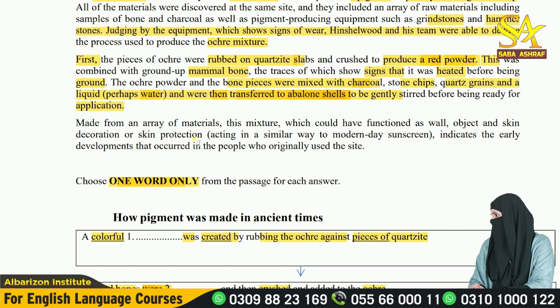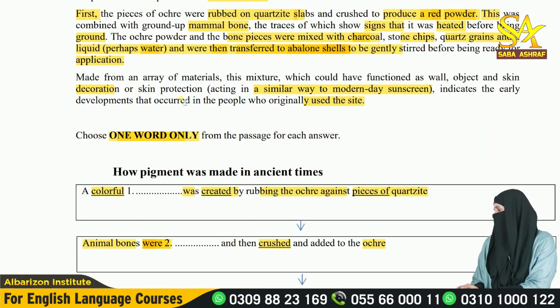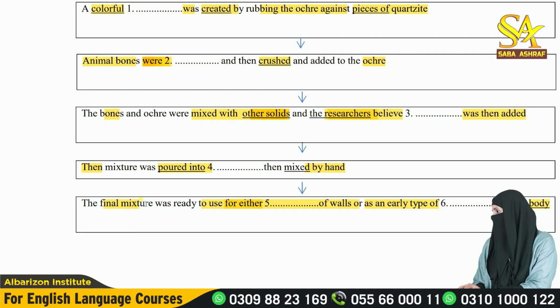Made from array of materials, this mixture which could have functioned as wall object and skin decoration or skin protection, acting in a similar way to modern day sunscreen, indicate that early development that occurred in the people who originally used the site. Okay, again read the question. The final mixture was ready to use for either dash of walls, decoration of walls, or as an early type of dash for the body.